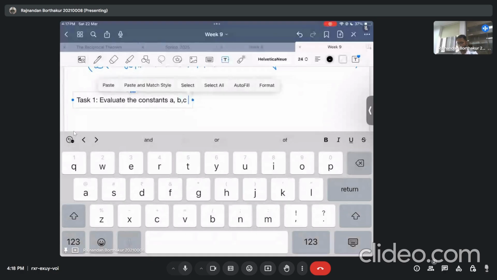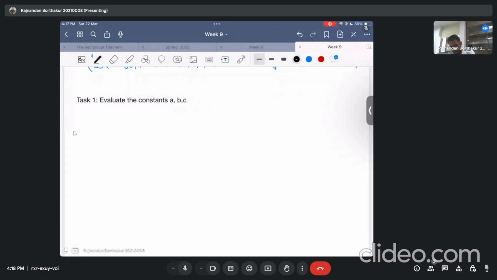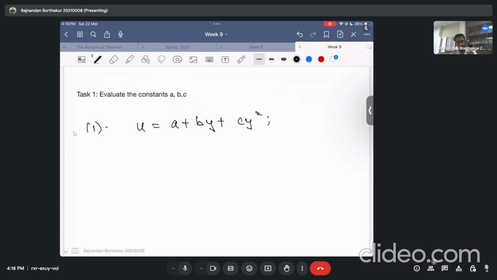All right, so let's do this. So what do we have? It's an easy task, right? You just solve one of the assignment problems which involve calculating these constants. So I have that my u, the velocity profile inside the boundary layer, is a plus b y plus c y square. I just need to evaluate this a, b, and c. So we will use the boundary conditions. Since there are 3 unknowns, we just require 3 boundary conditions.